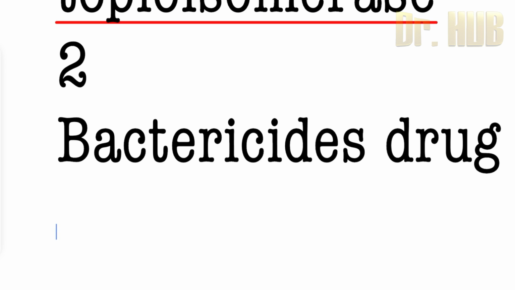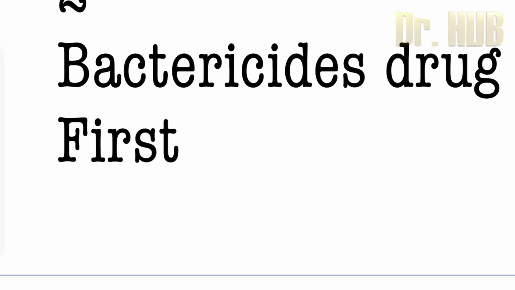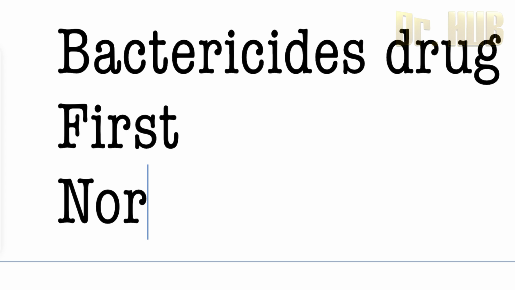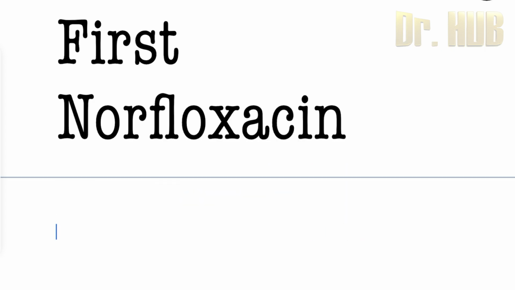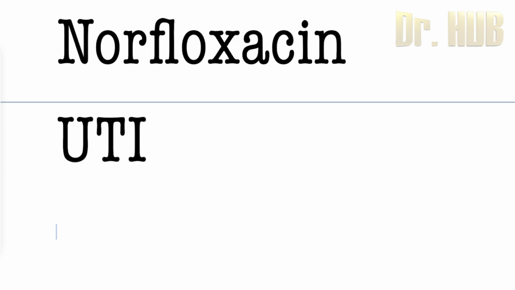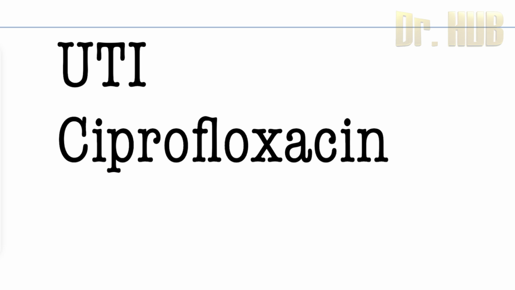So let's look at the drugs and their uses. As we know, they are classified into 4 generations. What happens in the first generation? The first generation drugs mainly include norfloxacin. Norfloxacin is used in the treatment of UTI. Then the ciprofloxacin. Ciprofloxacin is another first generation drug.